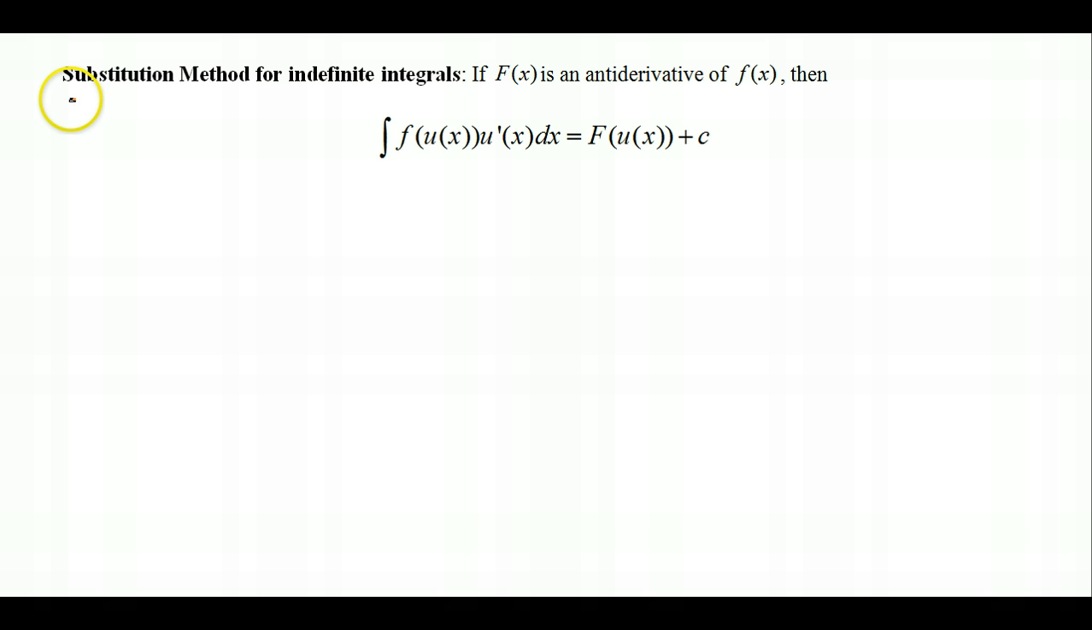Alright, let's look at the formal statement here. So the substitution method for indefinite integrals says that if big F of x is an antiderivative of little f of x, then the integral of f of u of x times u prime of x dx can be evaluated by finding the general antiderivative of f of u of x plus c. So this is sort of a really vague way of stating the substitution method for indefinite integrals, but here's what I want to point your attention to.